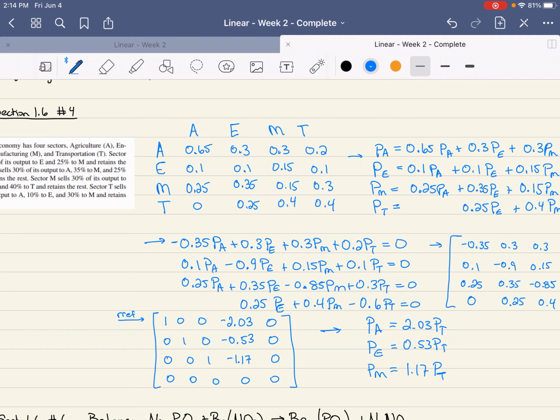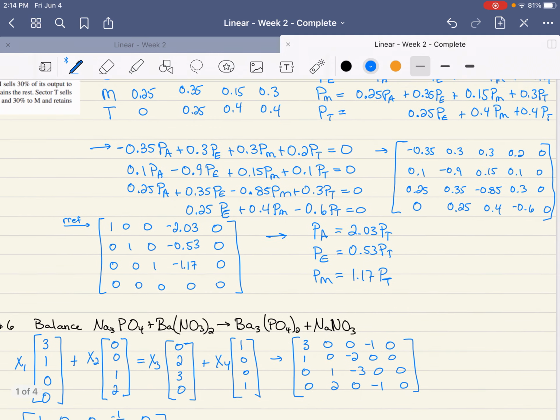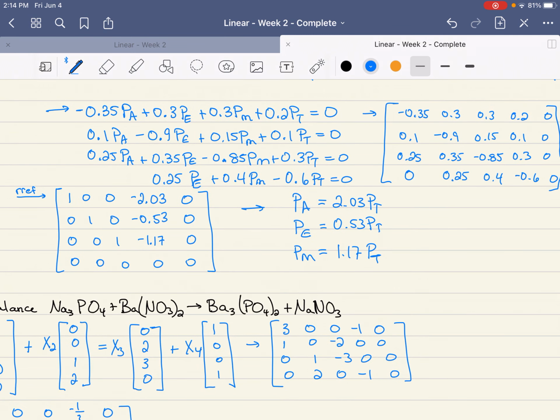The book has everything rounded to 2 sig figs. I don't deal with sig figs. So you can just go ahead and leave it like this. And if you let P sub T be 100, then P sub M is going to be 117, P sub E is going to be 53, and P sub A is going to be 203.